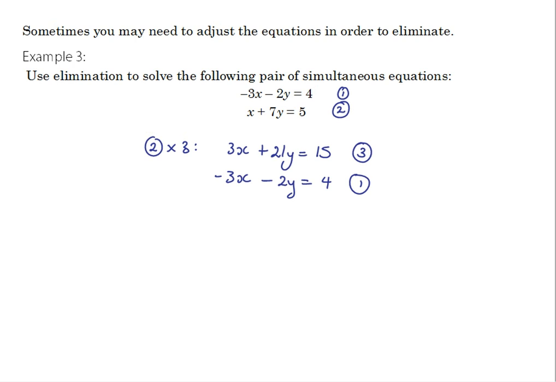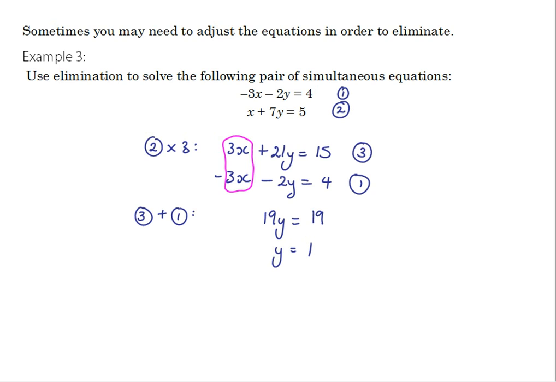Okay, so now I've created this same term, 3x, in both equations. So now I need to decide, am I going to add or subtract? Clearly with one positive and one negative, adding them together is going to eliminate. So adding equation 3 plus equation 1, 3x plus negative 3x is 0. 21y plus negative 2y is 21y minus 2y, so 19y. And 15 plus 4 is 19. So y is equal to 1.